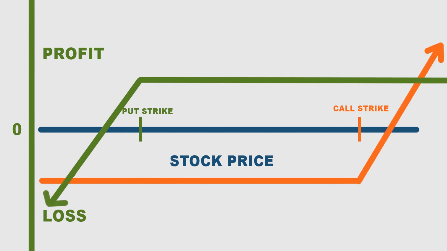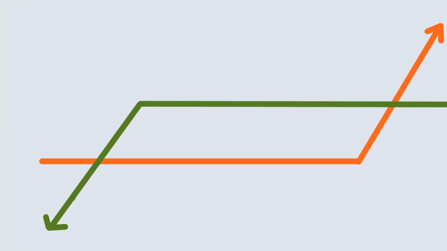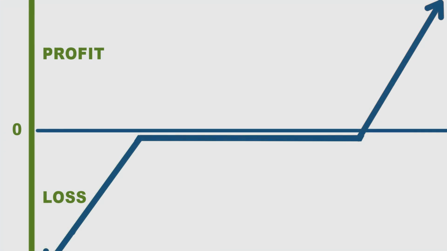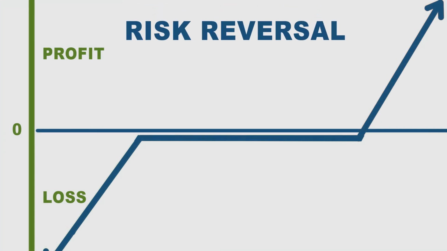And if you do them both at the same time, the premiums will likely cancel each other out for the most part, and you get a graph that looks like this. And this is called the risk reversal.